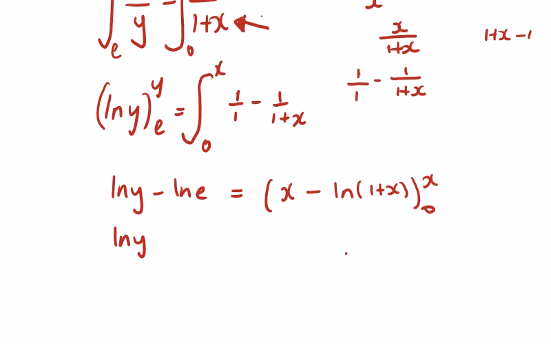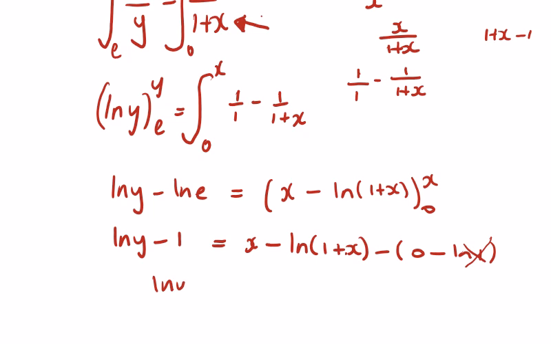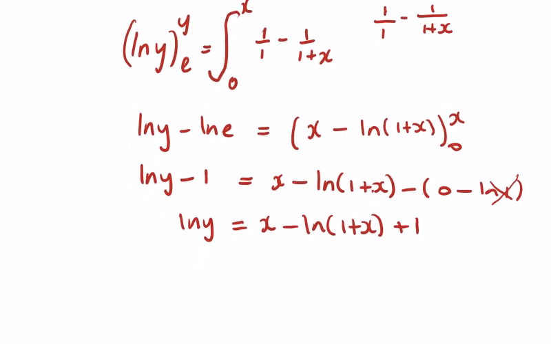So the natural log of y minus the natural log of e, which is 1, equals, putting x in, x minus the natural log of 1 plus x. And then putting 0 in, we get minus 0 minus the natural log of 1, which is also equal to 0. So we're just going to get the natural log of y is equal to x minus the natural log of 1 plus x. Bringing the minus 1 over, we get plus 1.